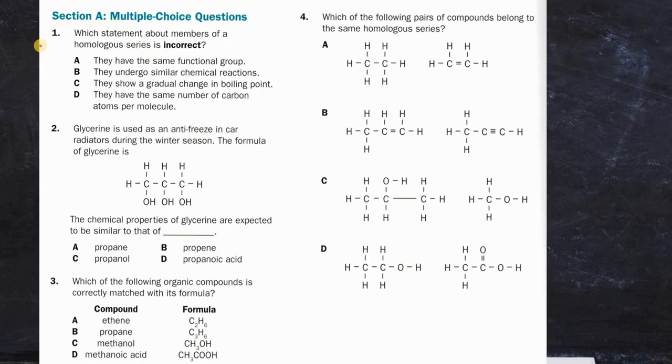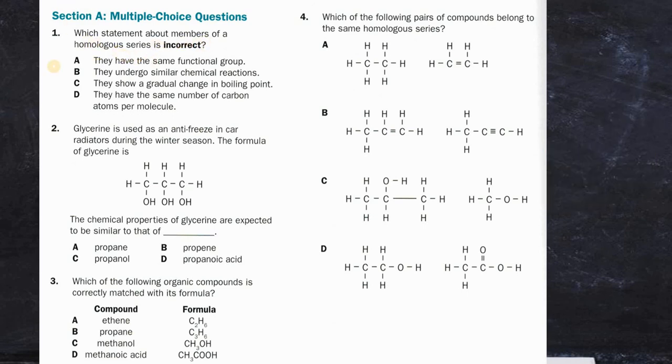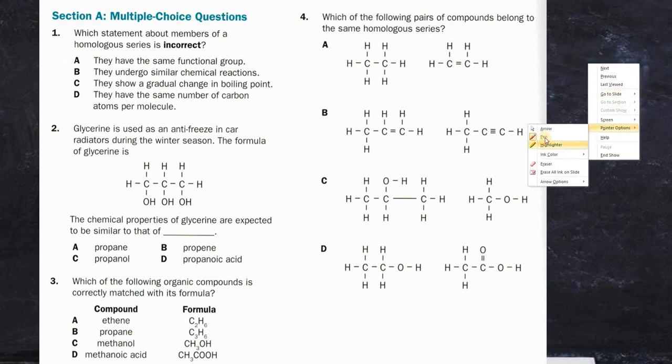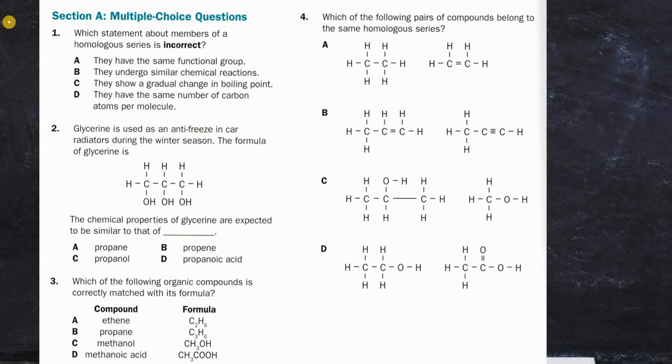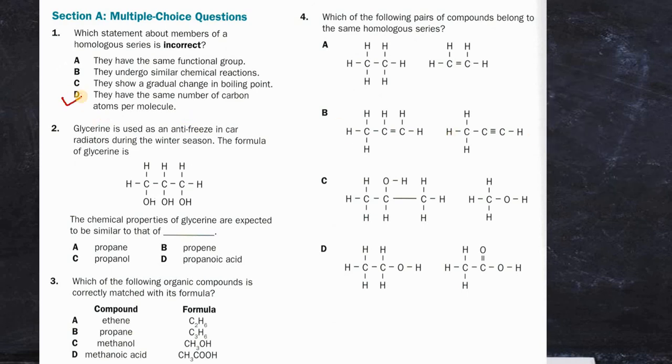Question number one: which statement about members of a homologous series is incorrect? Let's talk about all the points. They have the same functional group. Yes, it is correct, right? They undergo similar chemical reactions. Yes, they do, because if the functional group is the same, it means they will behave similarly, like group number one, they will react the same way. Option number D is the only incorrect option because it says they have the same number of carbon. That is not possible because series means, as you're going down, the carbon number is going to increase.